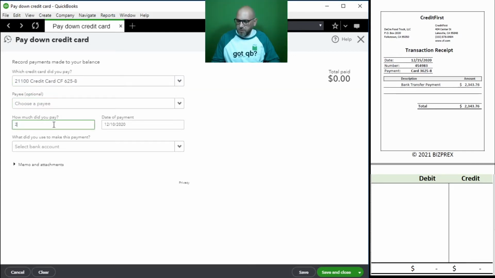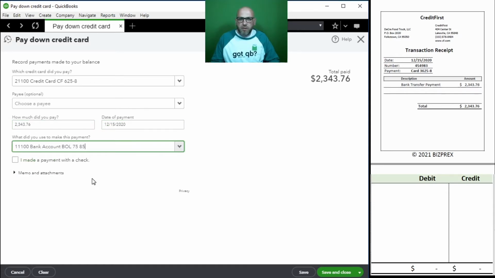And we're going to pay 2,343.76. Okay, the 15th. And then we will pay it through our bank account. Here we are. We can go ahead and reflect all of that right here. So what's happening? Our liability with the credit card will be reduced. We're going to pay it with our bank account. So we're going to transfer money from our bank account, and therefore the bank account balance will be reduced as well.